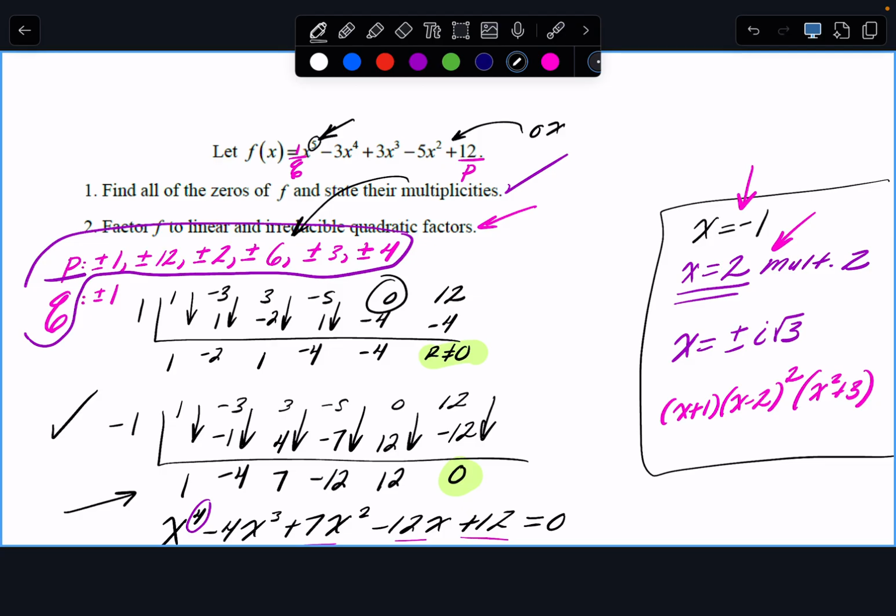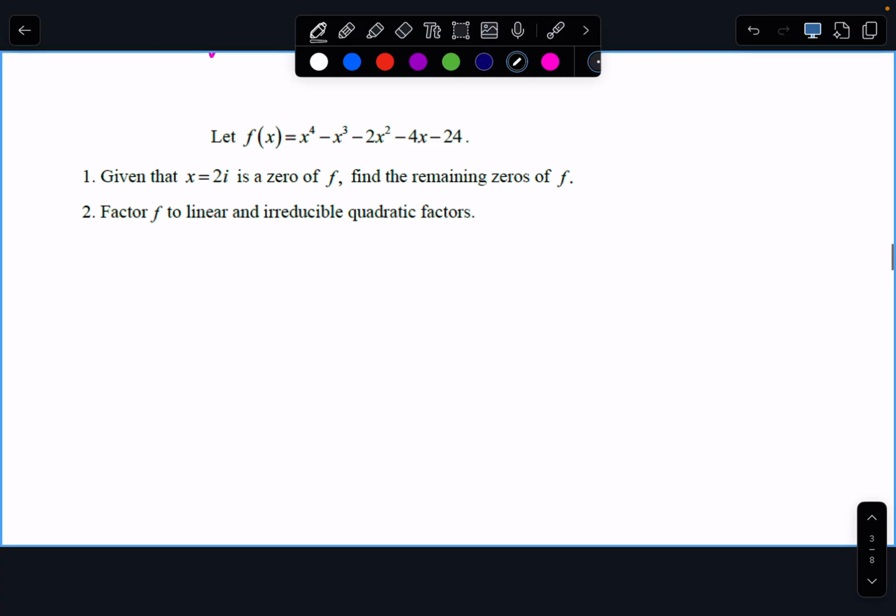Do you guys see what I'm saying? So you could go back and be like, oh yeah, I remember her saying, if I forget to fill in a 0, it's going to throw everything off. Okay, moving on to the next problem.